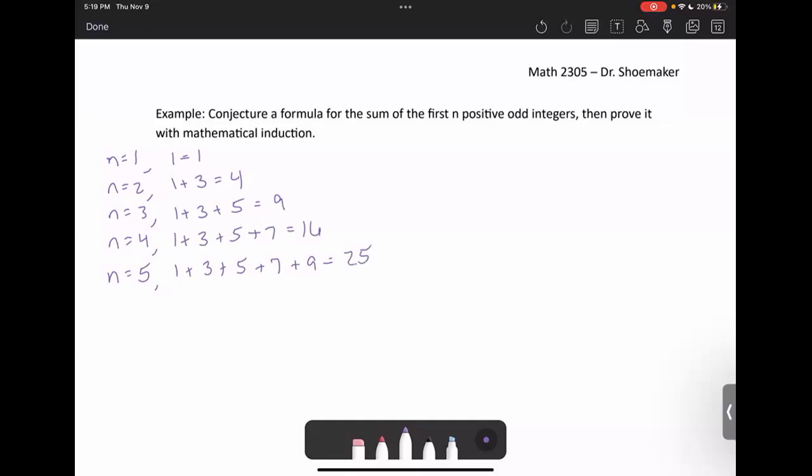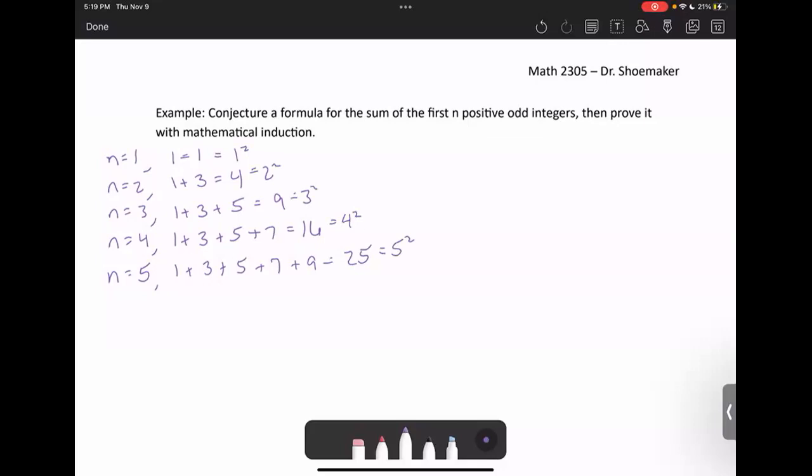If you aren't seeing the pattern here, pause the video and give yourself a second to try and figure it out. But I will let you know that our conjecture, this pattern that we are seeing, is that the sum of the first n positive odd integers is n squared. So this is 1 squared, this is 2 squared, this is 3 squared, 4 squared, and 5 squared.